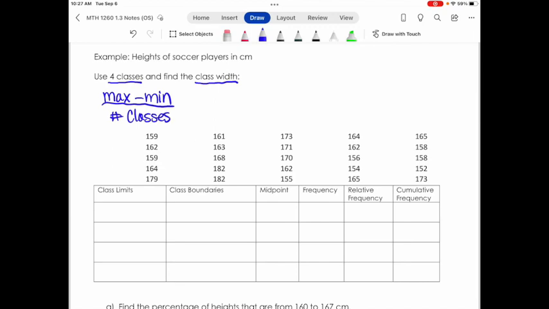This is our general formula for finding the class width. Now, for our specific example, if you look at all the values in this data set, the highest number we have is 182. The lowest number we have is 152. And since we're trying to create 4 groups or 4 classes, we're going to divide by 4. When we divide this on our calculator, we get 7.5. And we always want to round up to the nearest integer.